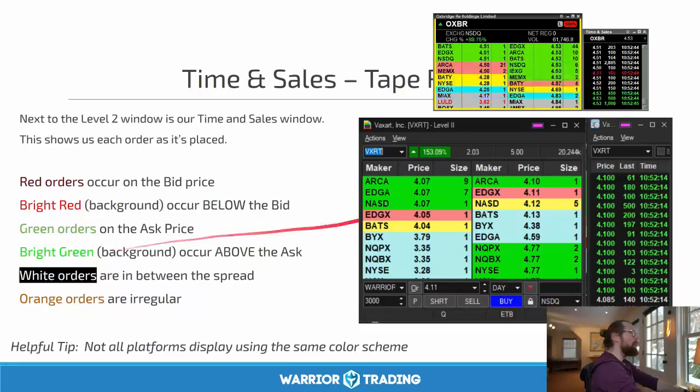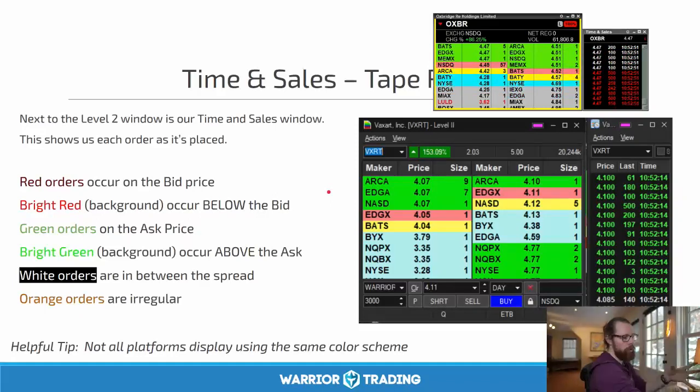A green order occurs on the ask price, and bright red is an order that actually was below the bid, which means it was a market order that dropped the bid. So it was like a sell off. And bright green is above the ask, so that's kind of like a market order as it's surging higher, as you see in that block right there of green. White orders are between the spread. So if the spread here is 407 by 410, an order at 4085 is between the spread.